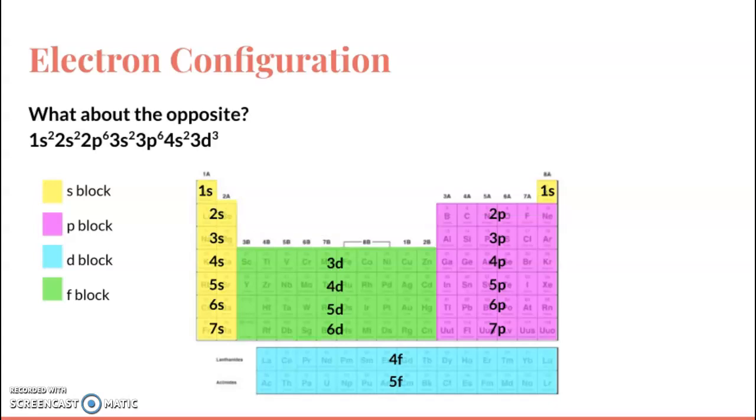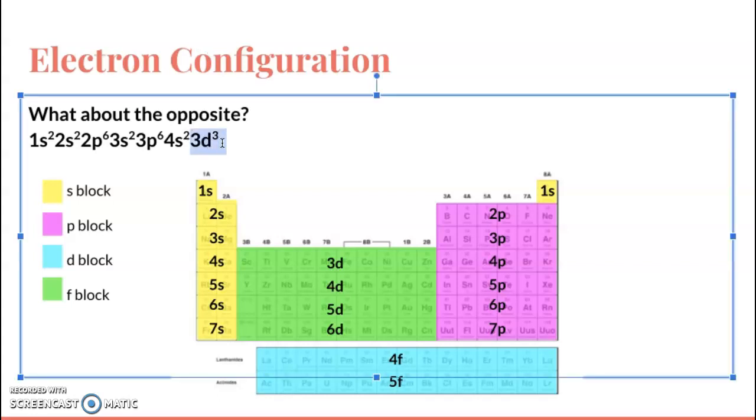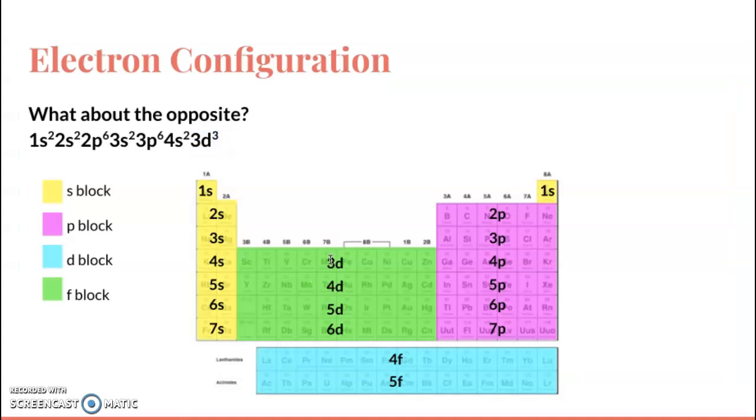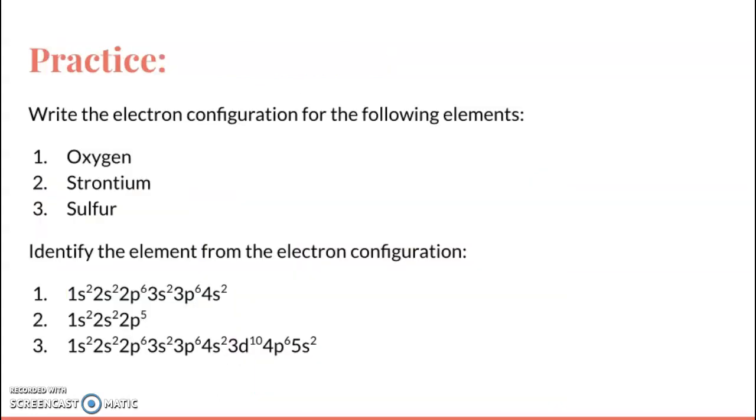But what about the opposite? What if I have an electron configuration and I want to know what my element is? This one's a little bit simpler. All you need to do is find the last section. In this case, it's 3d3. Go to the section that's 3d and count 1, 2, 3 in, and it is vanadium, element V. Super simple. So what I want you to do right now is pause the lecture and complete these 6 problems in your worksheets.